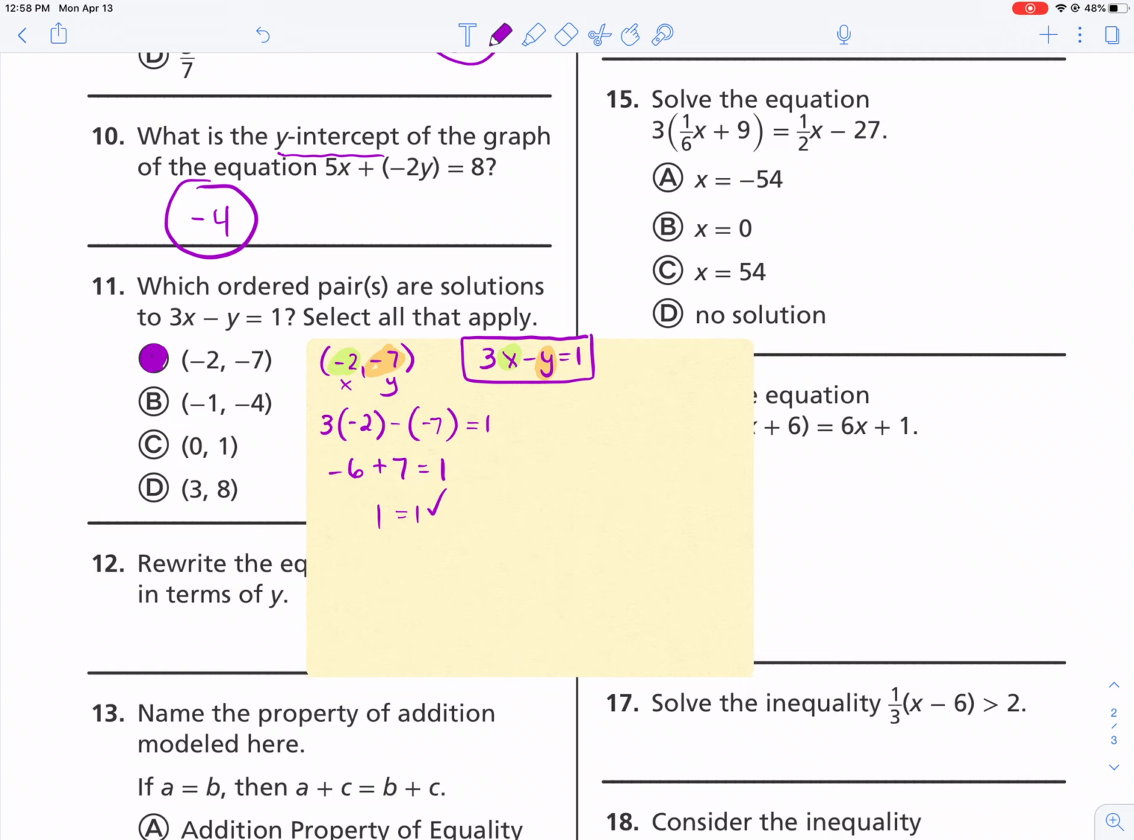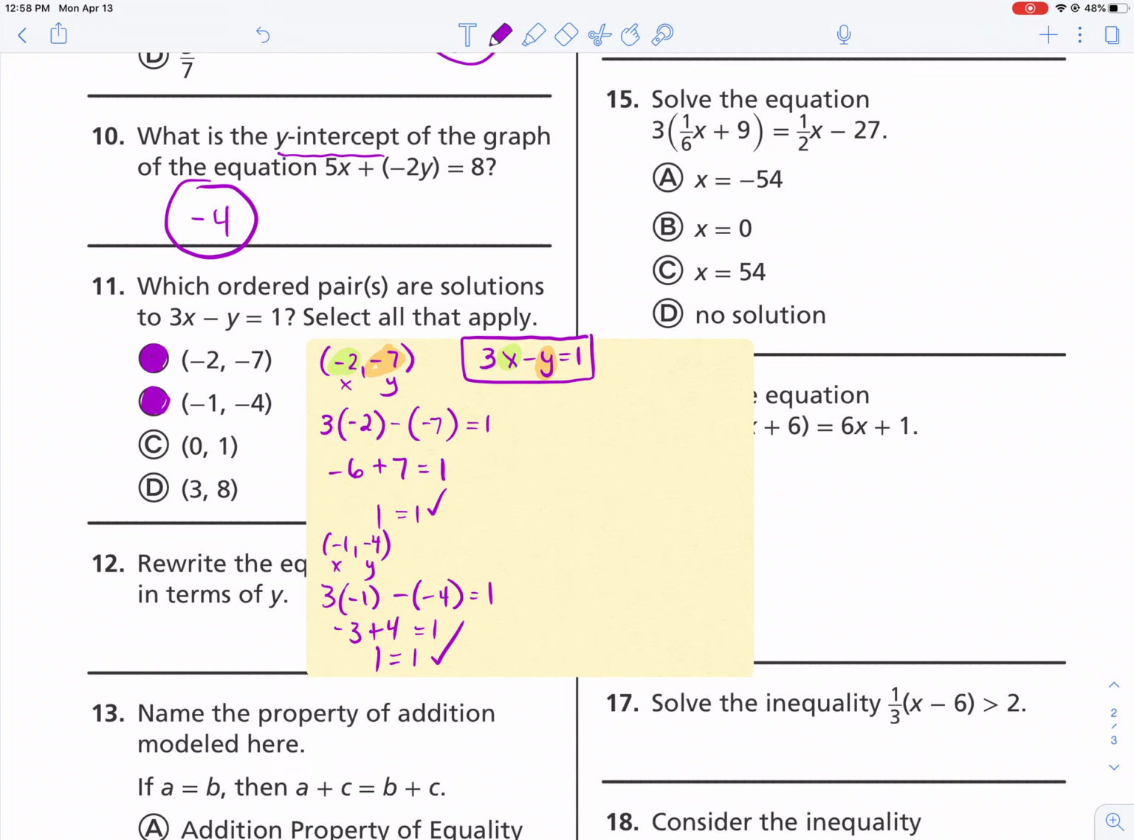So we're going to try the point negative 1 comma negative 4 now. So negative 1, negative 4. This is my x, this is my y, so I'm going to do 3 times negative 1 minus a negative 4. That looks kind of like a 9, so let me rewrite it for you. 3 times negative 1 gives me negative 3, and negative times a negative again gives me a positive, equals 1. Negative 3 plus 4 gives me 1. 1 equals 1. It works. So I'm going to say B also works.